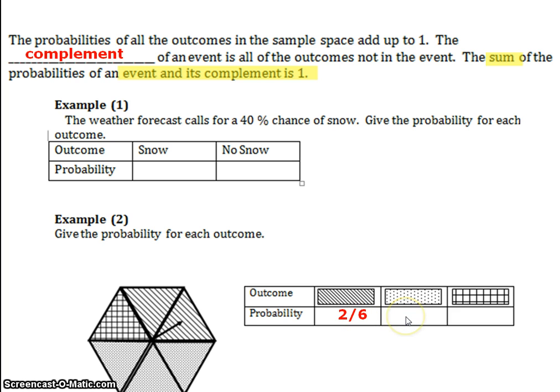I'd like you to please calculate the probability that this spinner would land on one of the areas that has dots. Write that here. And then one of the areas that has the squares. Please write that here. And remember that all of these three added together have to equal 1, because these are the only 3 possible outcomes.